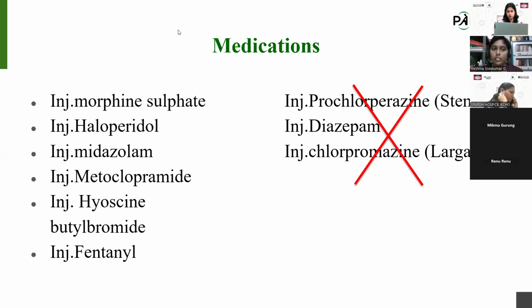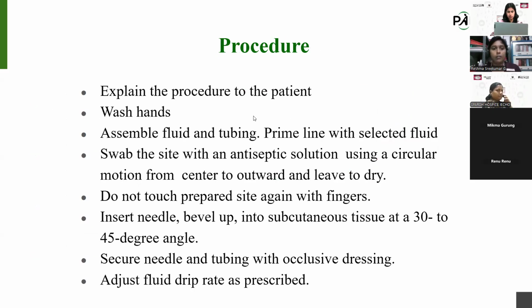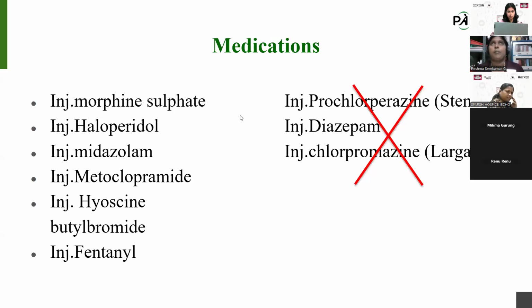We are not giving some medications like chlorpromazine or diazepam. Usually we will not give injection Pantoprazole subcutaneously, and we do not give antibiotics subcutaneously. But we can give medicines like morphine, haloperidol, midazolam, metoclopramide, hyoscine butyl bromide, and fentanyl through the subcutaneous route. These are some of the medicines commonly used in palliative care for symptom management. That's why I listed down these medicines.